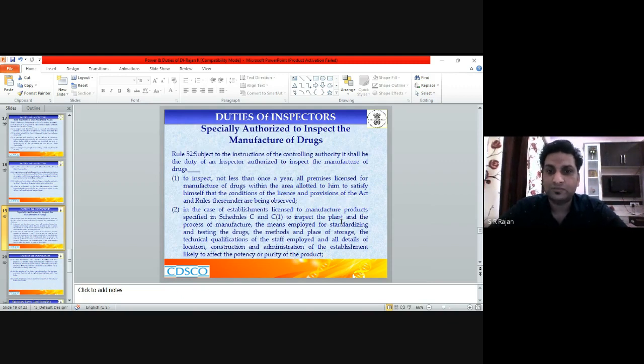what their product specifications are. He can inspect each and everything, like technical staff: whether they are as per the rules prescribed in the Act, whether they have the essential qualifications, whether they are competent to work in the manufacturing sites, and whether they have proper experience for the purpose of manufacturing of the drugs. All these things in the establishment have to be inspected during the inspection of the manufacturing site or establishment.